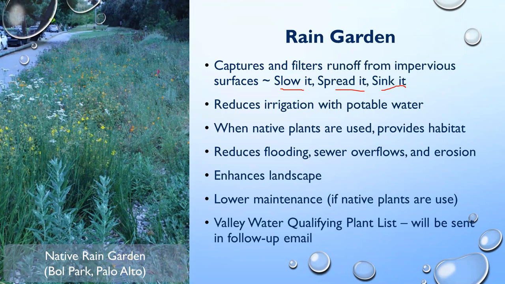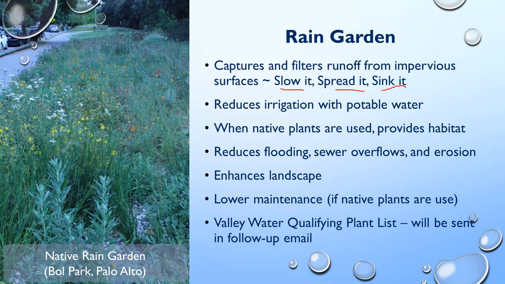As we said, it slows it, spreads it, and sinks it. So it reduces that flooding, it reduces sewer overflows and erosion, and really can be very gorgeous. It'll enhance your landscape. Again, butterflies and all sorts of wonderful wildlife. Native plants are very low maintenance. You trim them back a little bit once a year. They're extremely low maintenance. My entire front yard, I work on maybe twice a year and it looks great.